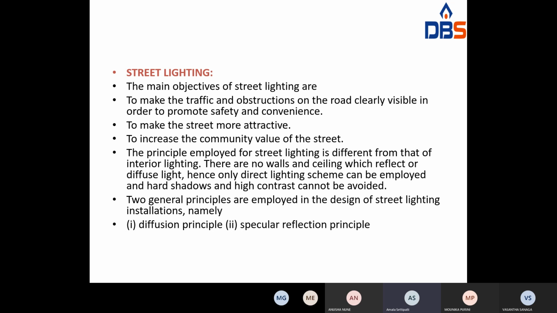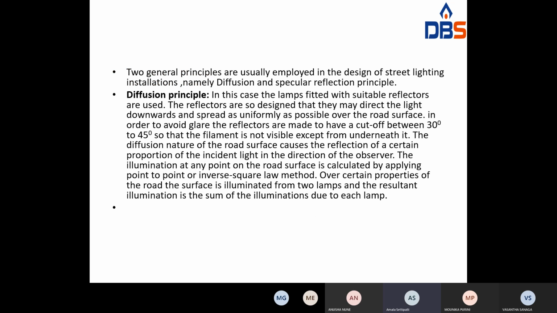Here also two general principles are employed in the design of street lighting installation. Previously we discussed that the light control principles are two types: specular reflection and diffuse reflection. So here the two general principles employed in street lighting are the diffusion principle and the specular reflection principle. What is the diffusion principle? The light is distributed in all directions uniformly, that means the light is scattered in all directions.